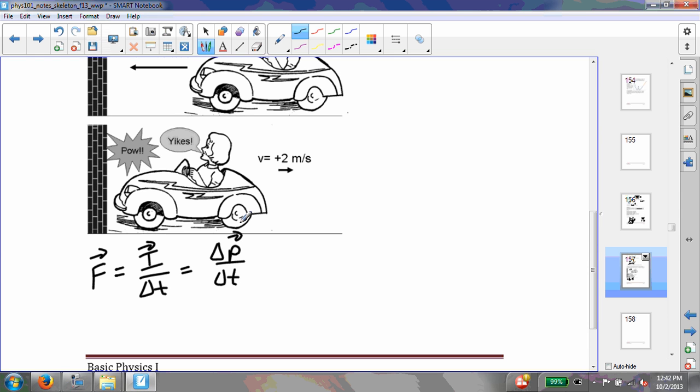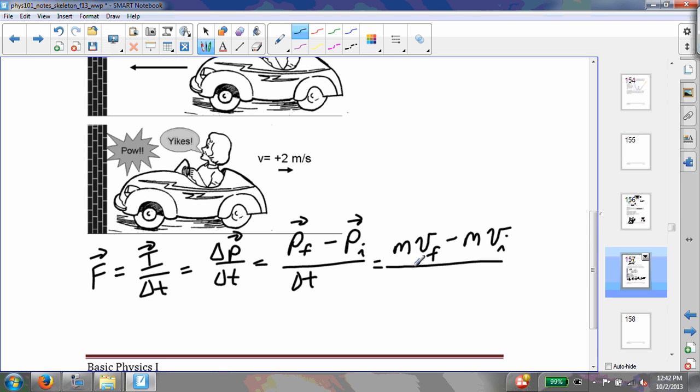All right, so my force is equal to my change in momentum over my change in time. And my change in momentum is just going to be my final momentum minus my initial momentum over my change in time. My final momentum is my mass times my final velocity minus my initial momentum, which is my mass times my initial velocity, over my change in time. Okay, so I have all these values, so it's fairly easy for me to calculate the force, even though it's very difficult to measure that force.